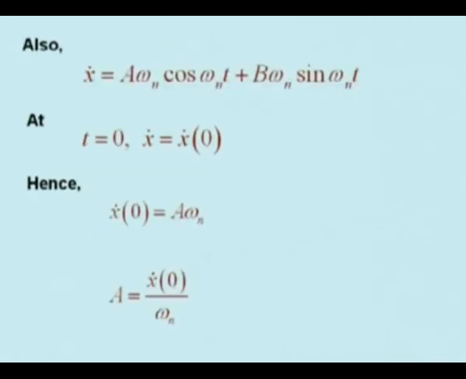Similarly, x dot is equal to a omega n cos omega n t plus b omega n sin omega n t. At t is equal to 0, x dot is equal to x dot 0. Therefore x dot 0 is equal to a omega n, because the second term at t is equal to 0 is 0. So therefore a is equal to x dot 0 divided by omega n.